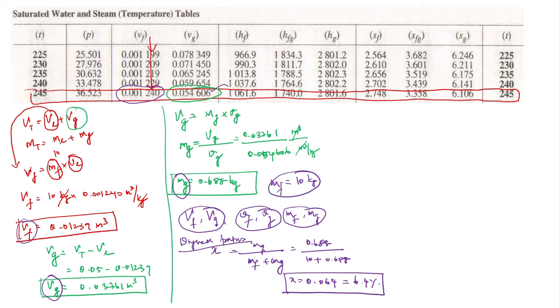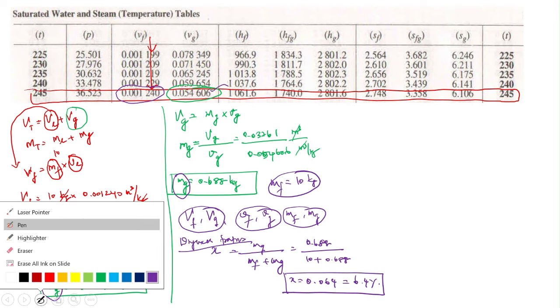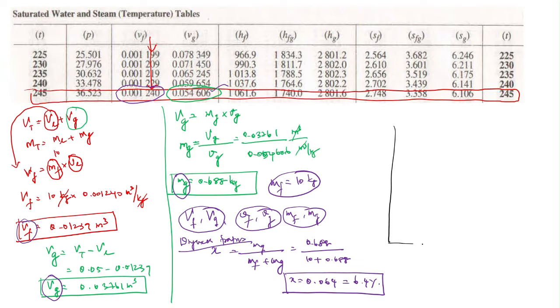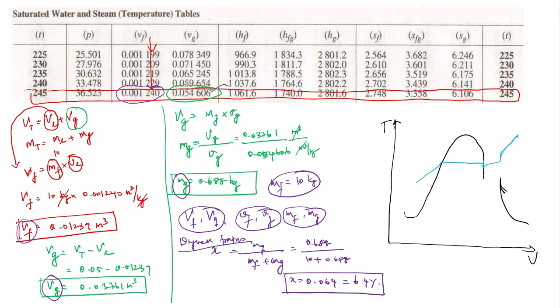So this can be known with the help of a T-v plot. This is the temperature, this is the volume. So here it is a saturation curve. Here the steam is located at some specific point, at exactly 6.4 percentage. So that is x equal to 0.064. So 6.4 percent steam is located at a particular point.